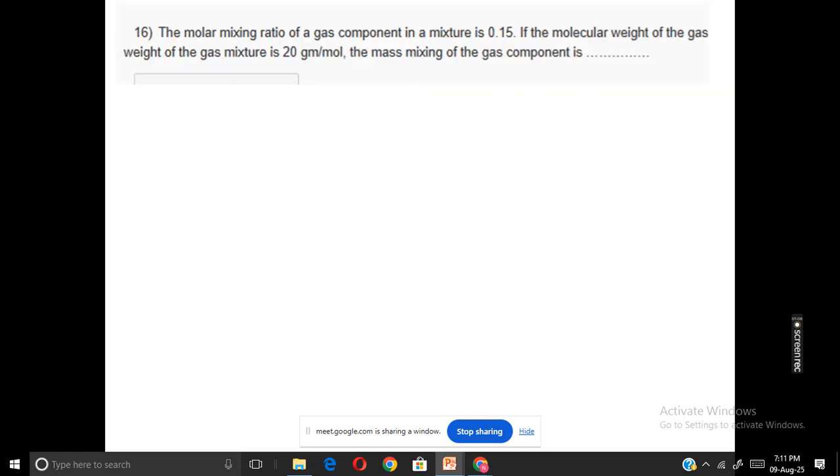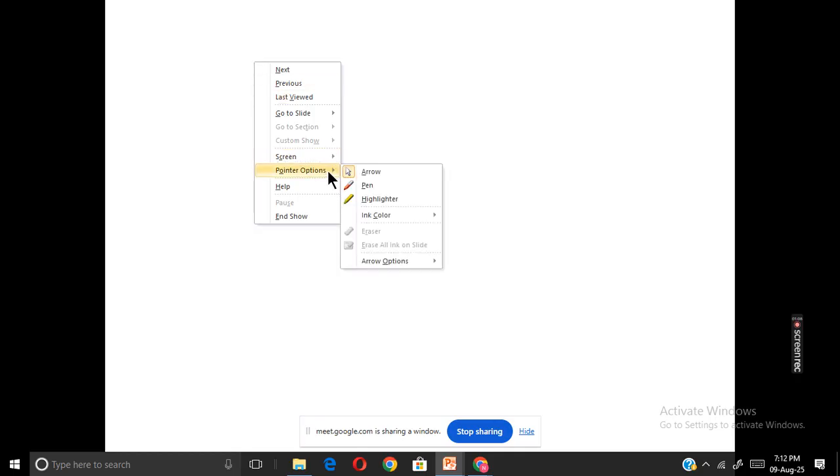Okay. So next I thought I'll just show the question. So the next question is: the molar mixing ratio of a gas component in a mixture is 0.15. If the molecular weight of the gas mixture is 20 gram per mole, the mass mixing ratio of the gas component is. So before going to this question, I thought we will just discuss something known as the moisture parameters.